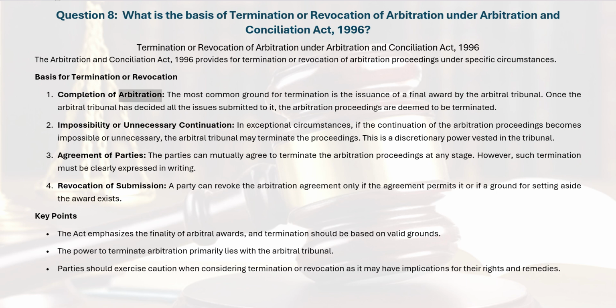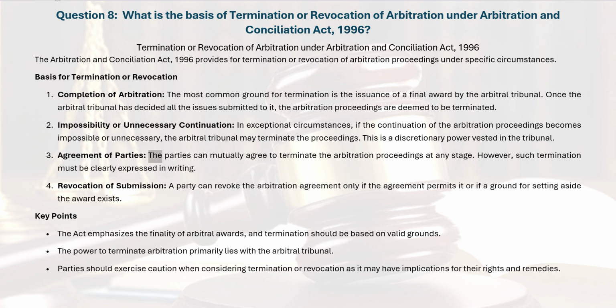Completion of arbitration. The most common ground for termination is the issuance of a final award by the Arbitral Tribunal. Once the Arbitral Tribunal has decided all the issues submitted to it, the arbitration proceedings are deemed to be terminated. Impossibility or unnecessary continuation. In exceptional circumstances, if the continuation of the arbitration proceedings becomes impossible or unnecessary, the Arbitral Tribunal may terminate the proceedings.